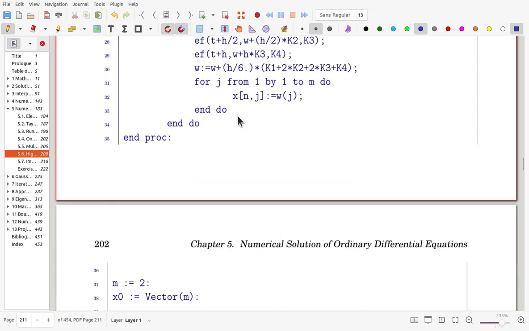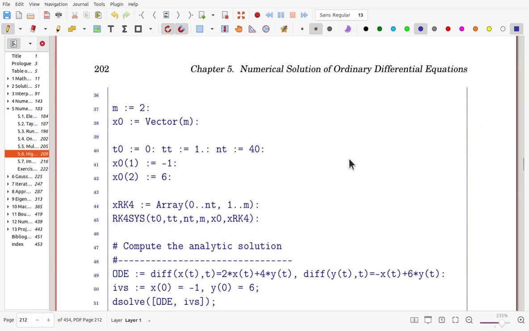That's the algorithm. Okay, for this one, here M is a 2-dimensional vector, and T0, the starting point, is 0 and the terminal point is 1. The number of sub-intervals is 40, and these are the initial values. And here, after passing this line, that vector will include the x, y values. Okay.